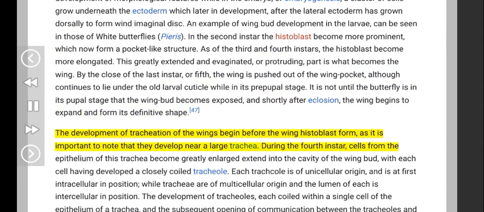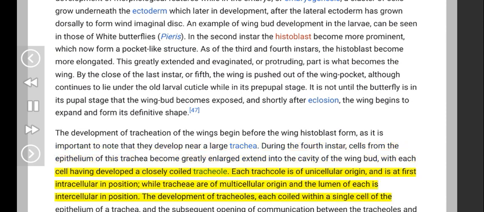The development of tracheation of the wings begins before the wing histoblast forms, as it is important to note that they develop near a large trachea. During the fourth instar, cells from the epithelium of this trachea become greatly enlarged and extend into the cavity of the wing bud, with each cell having developed a closely coiled tracheole. Each tracheole is of unicellular origin, and is at first intracellular in position, while tracheae are of multicellular origin and the lumen of each is intercellular in position.